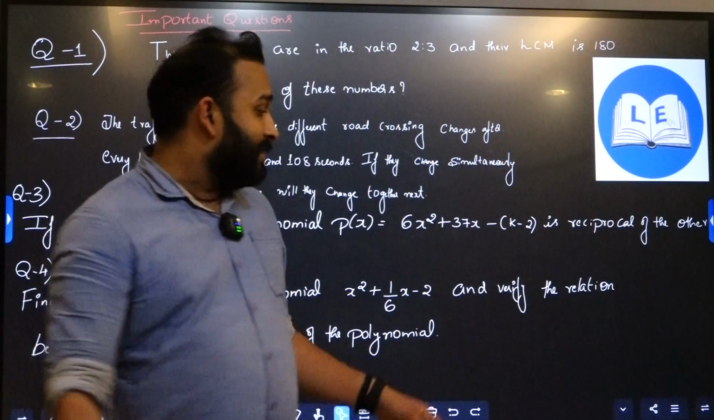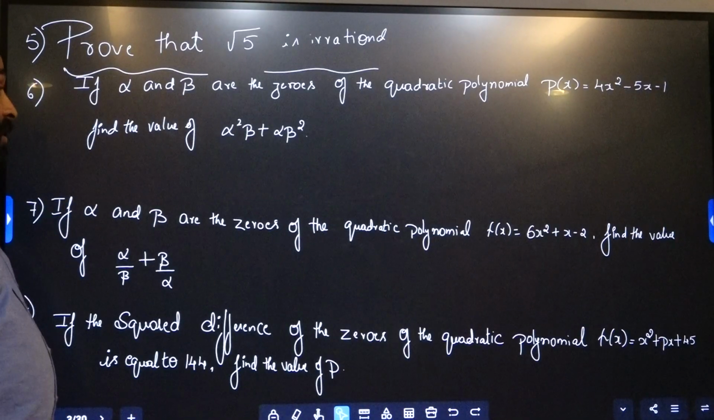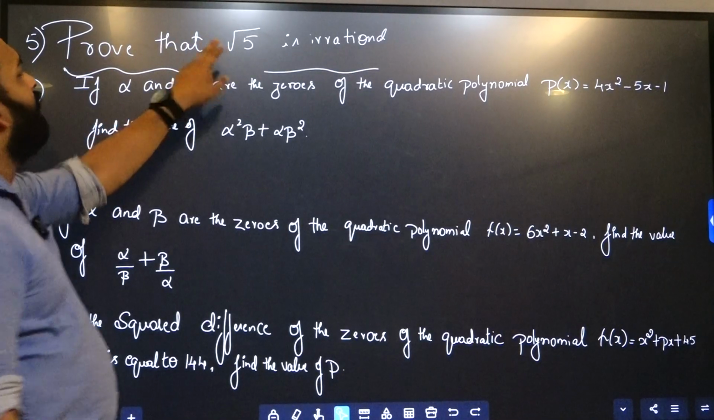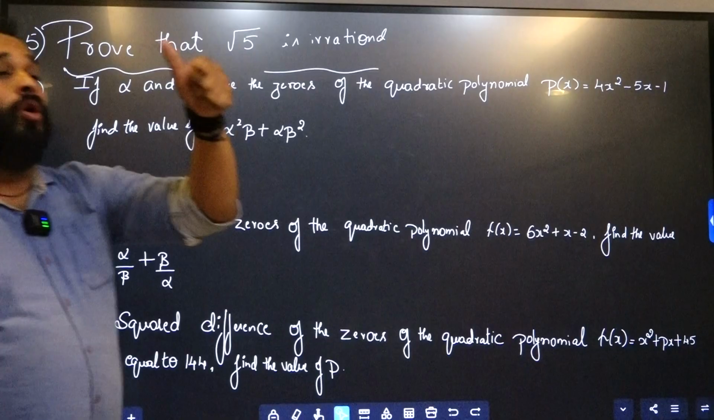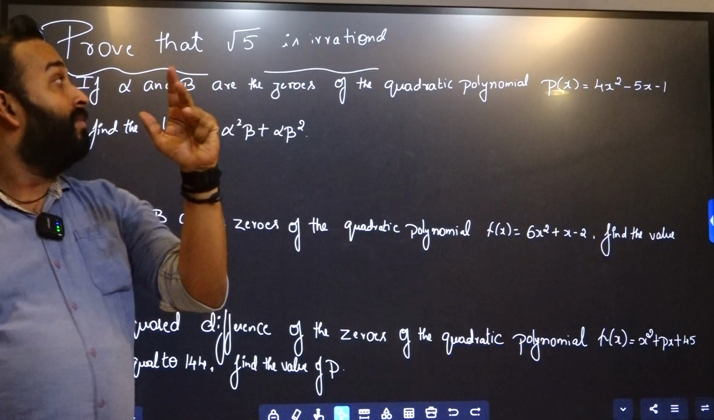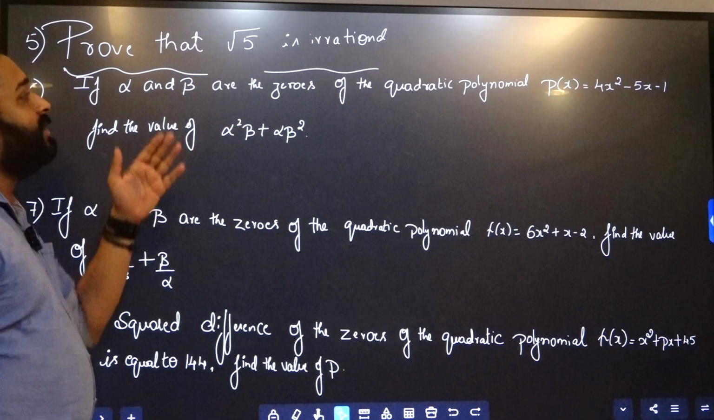Let's see some other questions here. I think these are the first 4 questions which I told you are very important. And also the 5th question: prove that root 5 is irrational. Here you can get questions of the kind root 2 is irrational, root 3 is irrational, root 5 is irrational, root 7 is irrational. You can get any of these questions.